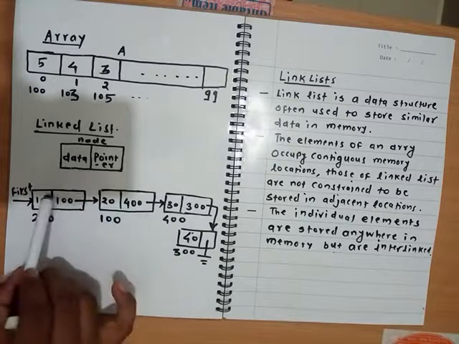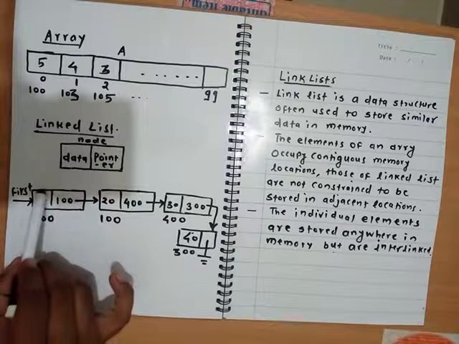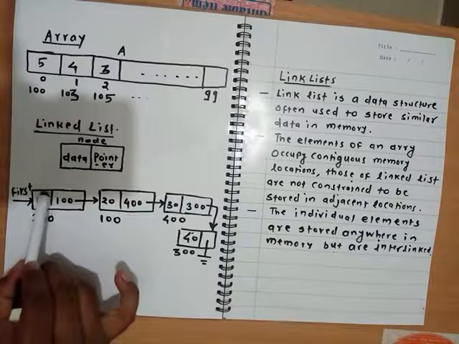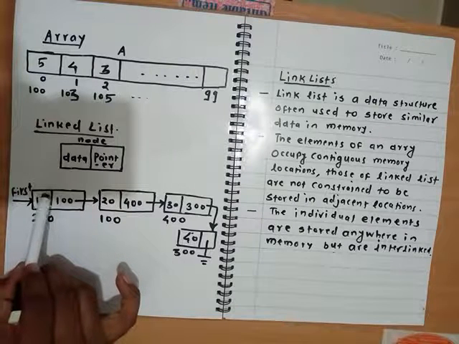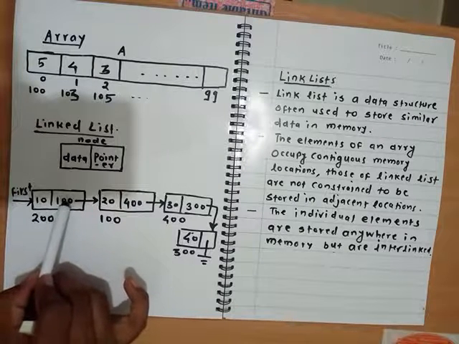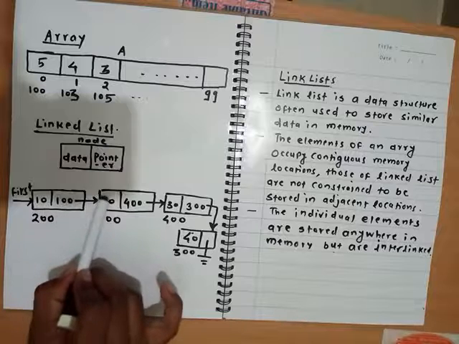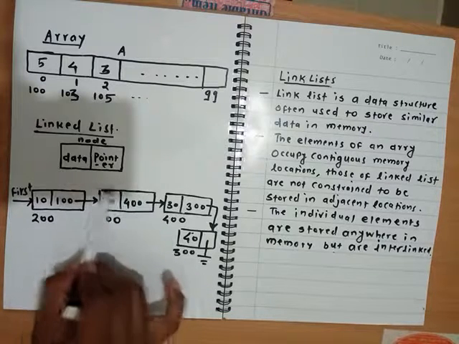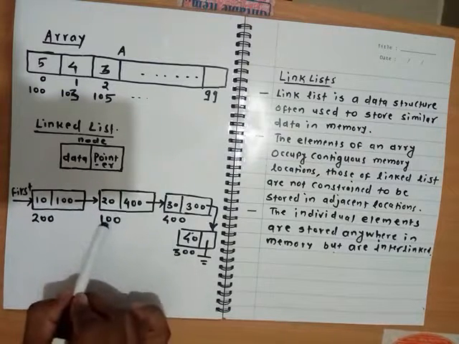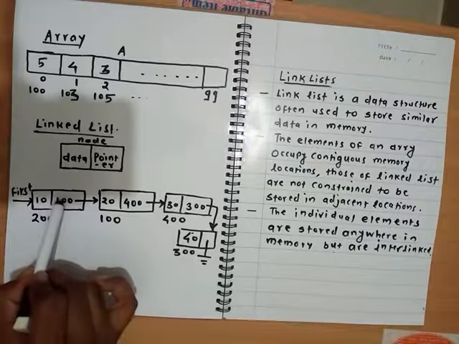For example, in the first part of this node we have stored data. The data here in this case is a simple integer value. In the second part of the node we have stored the address of the next node in the linked list. So this is the next node in this linked list. 100 is the memory address of this node, and we have stored this 100 in this part.